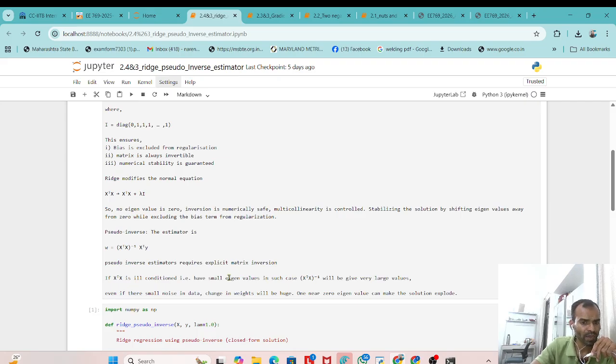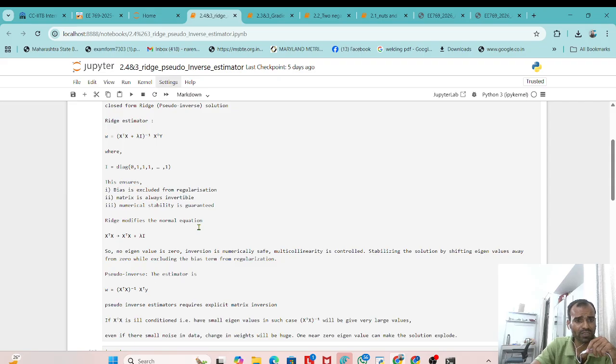Okay, so here the eigenvalues tend to 0, very small and tending to 0, right? And that is giving the large weight. And if the model sees small noise, even then the weight will be huge. So this is the condition for the pseudo inverse, right?